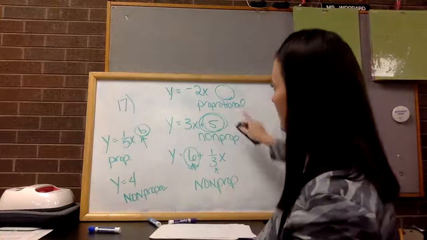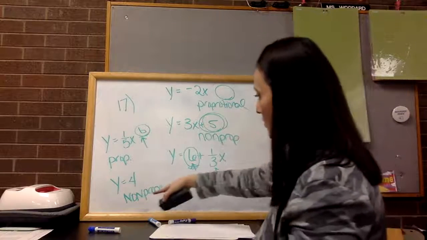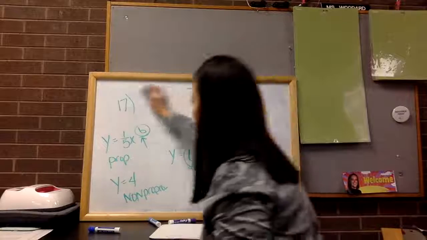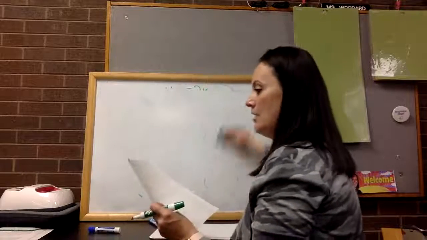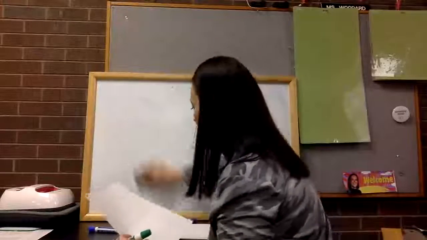That's number 17, you guys. So basically we had 2 of them that were proportional and the other 3 were not. There's number 17. Number 18, you guys, which other expression has the same value as?